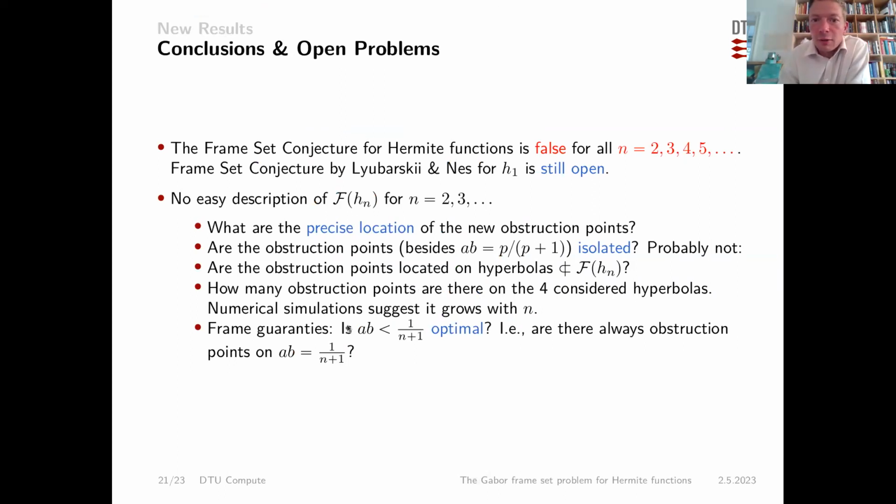And then finally, you could wonder whether this bound ab less than 1 divided by n plus 1 is optimal. I mean, can you always find an obstruction point that sits exactly on this hyperbola, where n is the order of the Hermite function? And okay, so I hope someone else, or at least some bright student, will take it from here. Thanks.